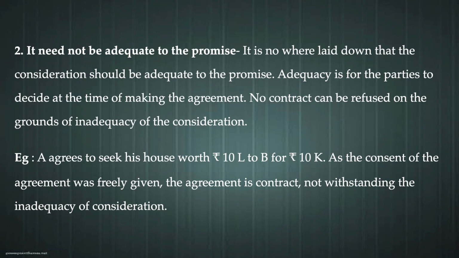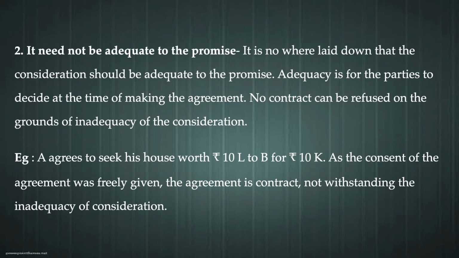Now, is this equal? The house is worth 10 lakh rupees, but he is ready to sell it for 10,000 to Mr. B. Is this adequate? No, it is not at all adequate. It is not equal to the worth of the house. But yet, A has agreed to sell it and B has agreed to purchase it at rupees 10,000, the house which is worth rupees 10 lakh. So, as the consent of the agreement was freely given, the agreement is a contract.